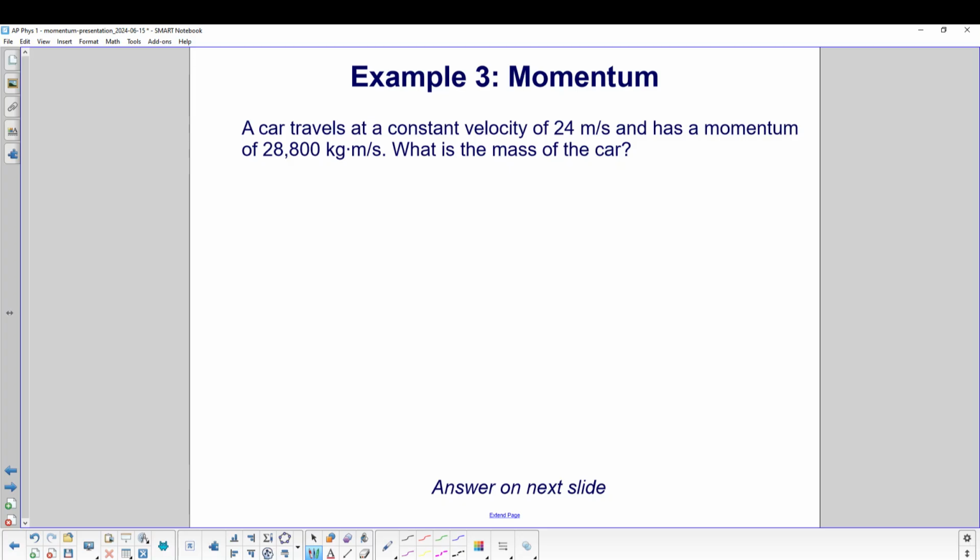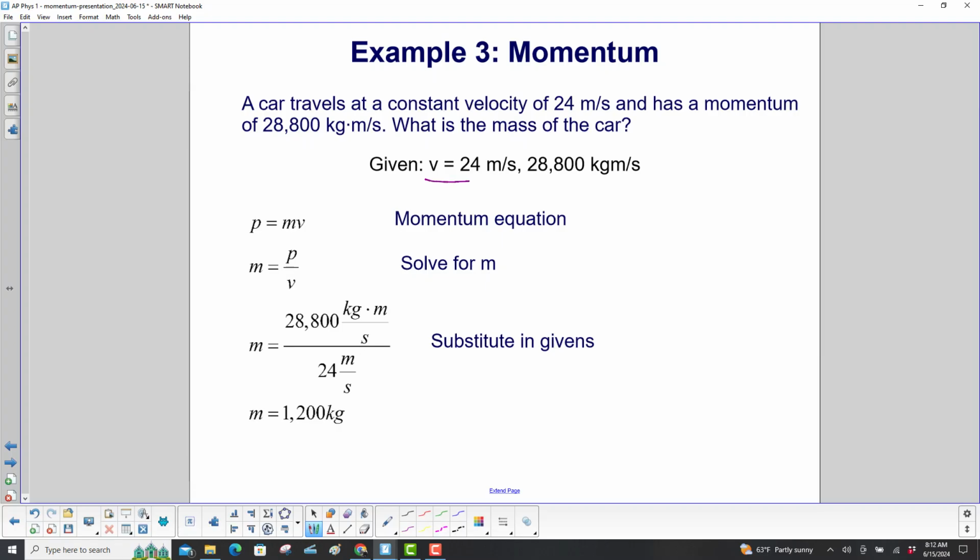A car travels at a constant velocity of 24 meters per second and has a momentum of 28,800 kilogram meters per second. What is the mass of the car? Start by writing out the givens. And this is a momentum problem, so here's our equation. But we want to find the mass.